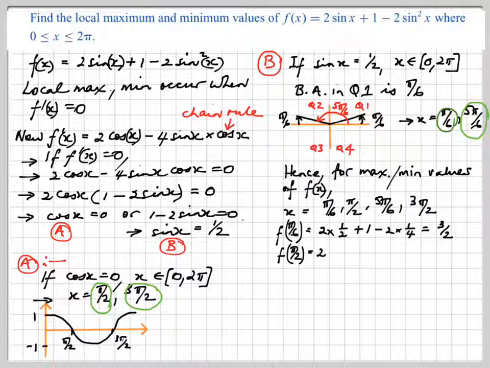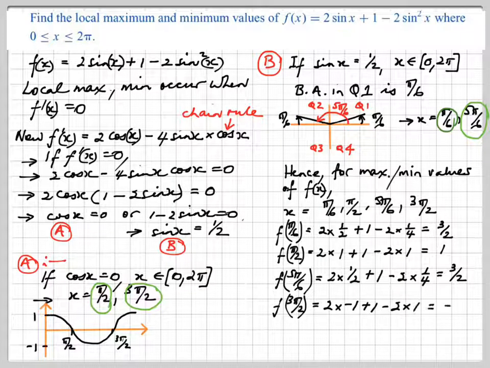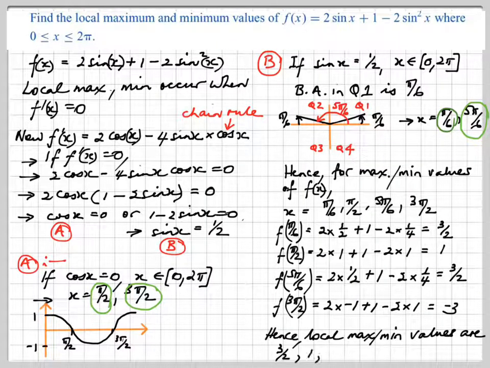That's pi on 6 I've just done for you. Pi on 2, plug and play, that comes to 1. 5 pi on 6 comes to the same thing as pi on 6 did, but the last one doesn't. 3 pi on 2 is not the same as 4 pi on 2 actually. It comes to something quite different. So there's your 4 values for f of x. So the local maxes and mins are the values 3 on 2, 1, 3 on 2 and minus 3. We can't say whether they're maxes or mins, but we know that they're either of the two.